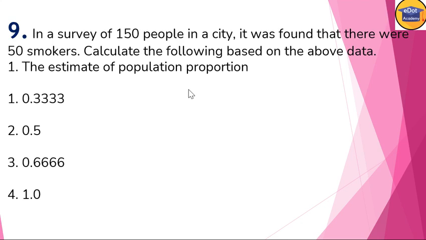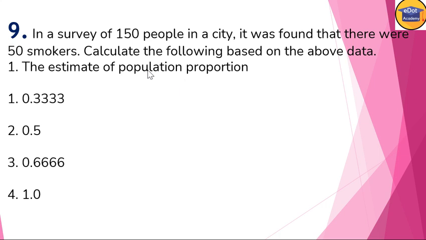Now question number 9. Again a case study based question has come here. In a survey of 150 people in a city, it was found that there were 50 smokers. So out of 150, only 50 are smokers. From the above data, we have to calculate the estimate of population proportion. That means you have to calculate the probability of smokers.